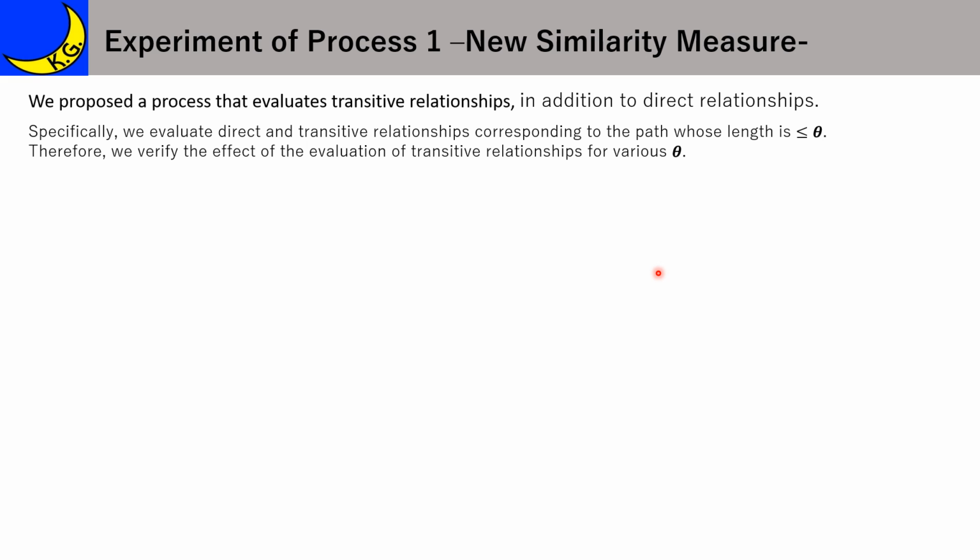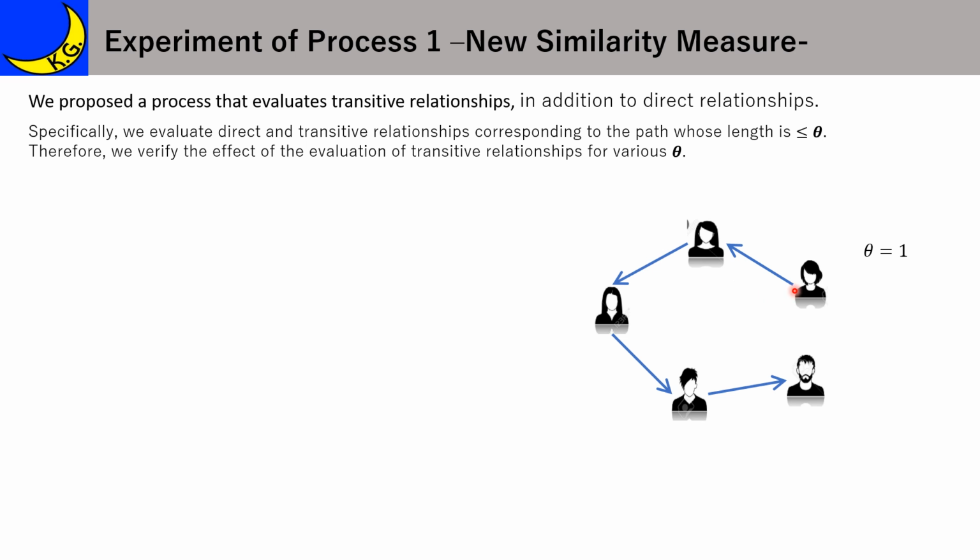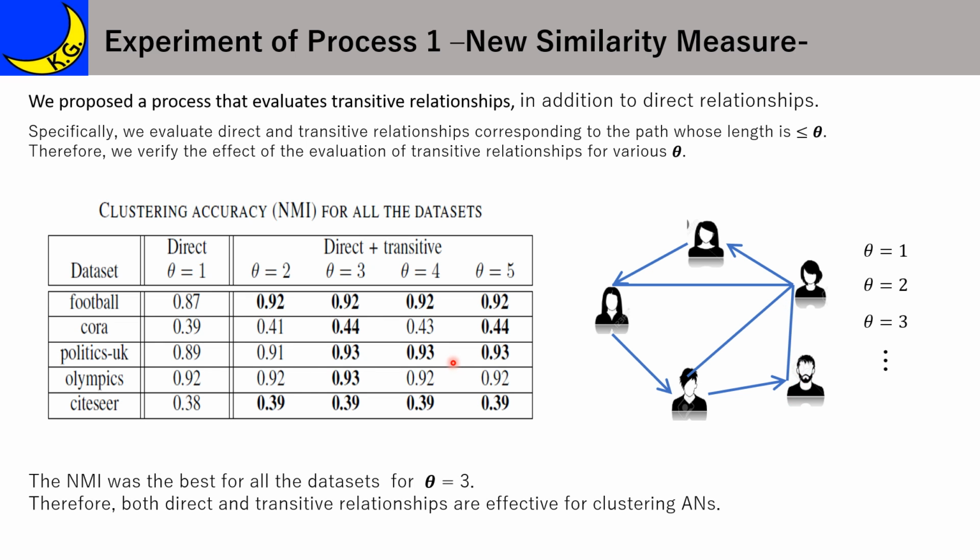We proposed a process that uses transitive relationships in addition to direct relationships. To verify the effect of the usage of transitive relationships, we changed the parameter theta. When theta is set to 1, only the direct relationships are used in our method. When theta is 2 or more, the transitive relationships are also used. The NMI was the best for all the datasets when we set theta to 3. Therefore, these results demonstrate that using both direct and transitive relationships is effective for clustering ANs.